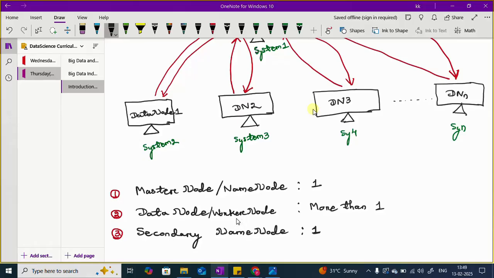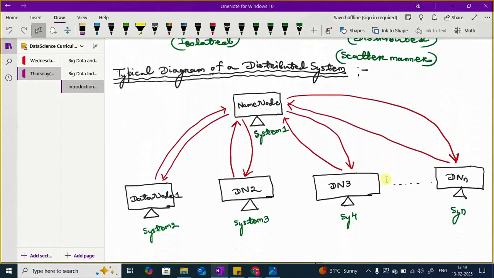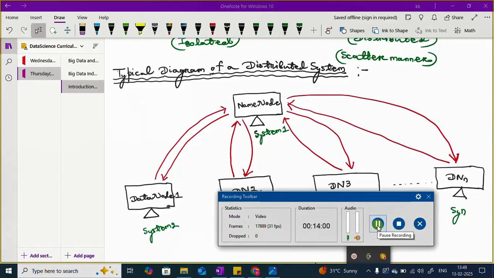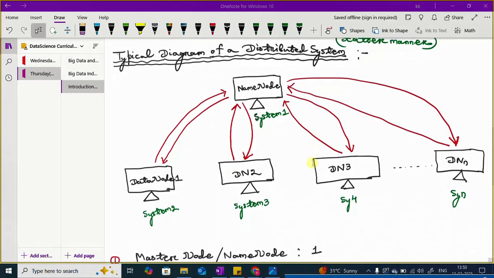Till this point, any doubt? Any doubt so far till this point? Please let me know. Please let me know any doubt so far. Okay, now let's move.